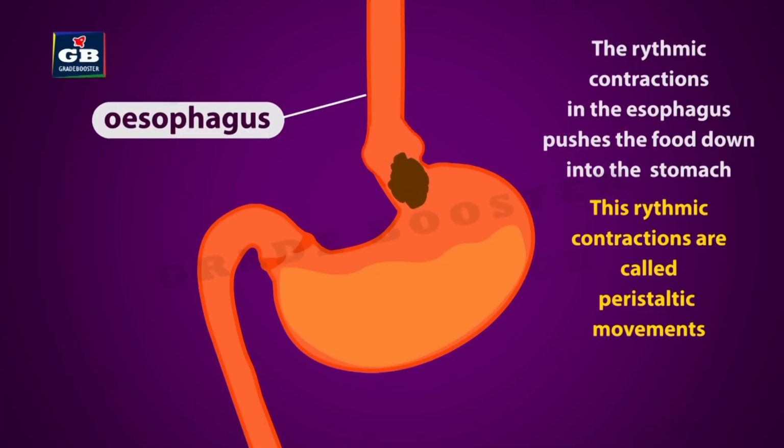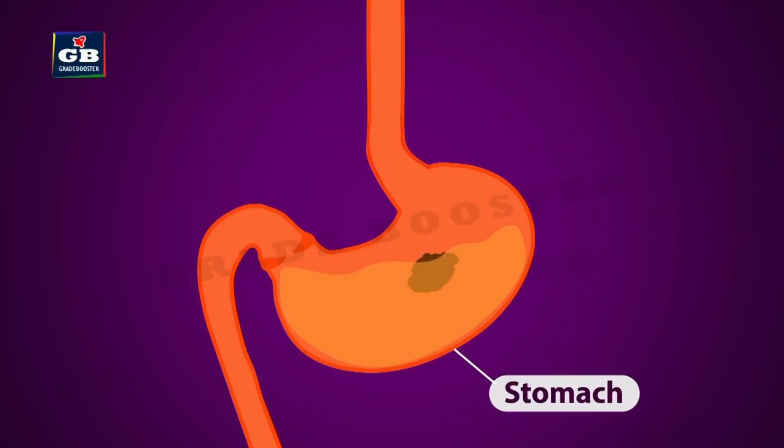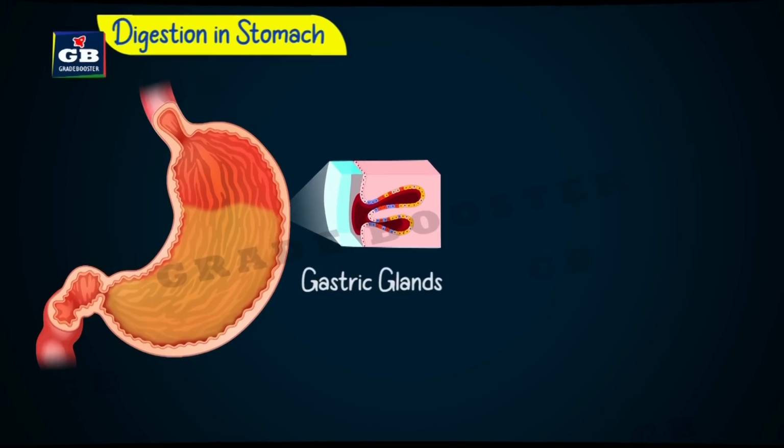These rhythmic contractions are called peristaltic movements. This is the stomach. It is a hollow muscular organ. Gastric glands present in the walls of the stomach produce gastric juice. The gastric juice has different compounds in it. They help the stomach in the process of digestion.